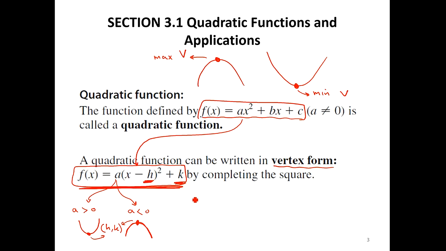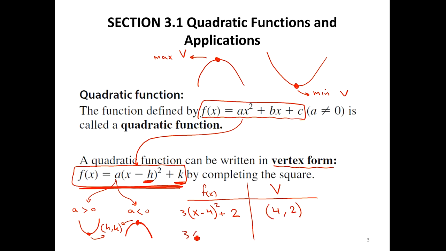So if we have f of x in this form, and we need to find the vertex for the quadratic, and f of x equals, for example, 3 times (x minus 4) squared plus 2, what is the vertex? 4 and 2. If we have 3x squared minus, for example, 5, h equals 0 and k equals negative 5. Okay, this is the vertex of the quadratic form.